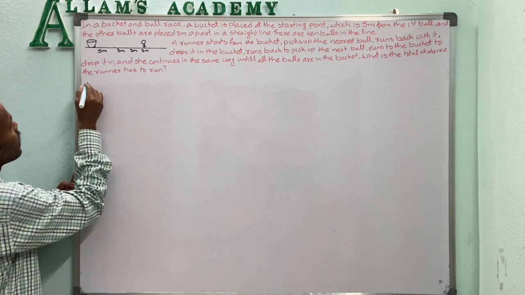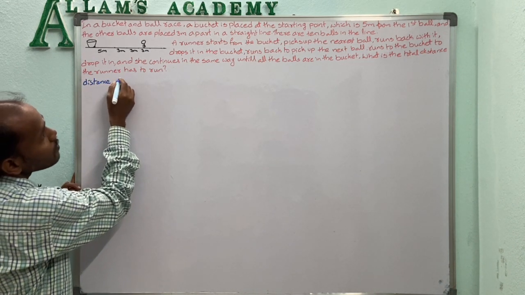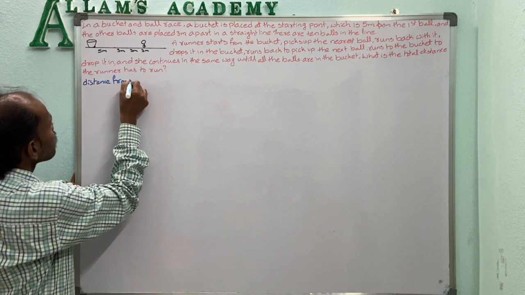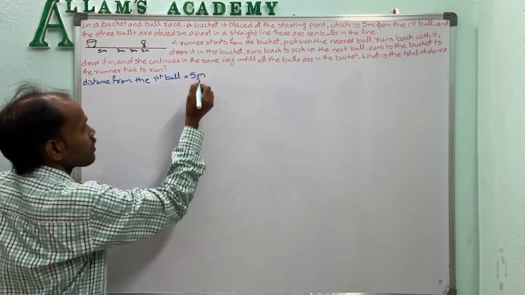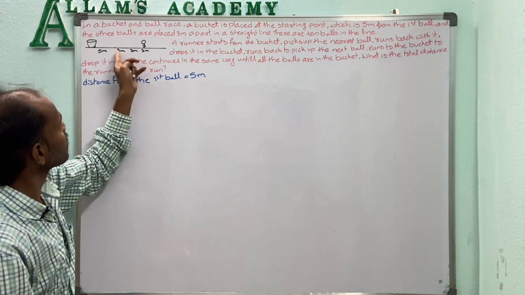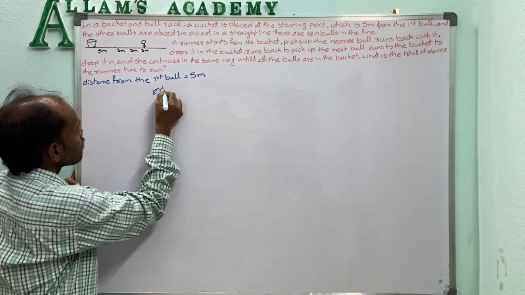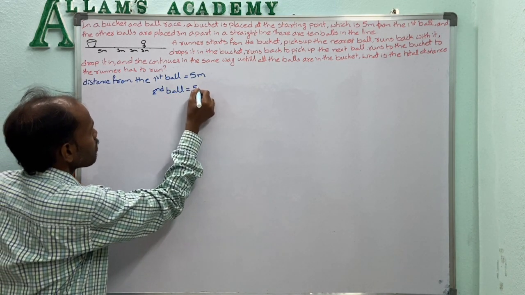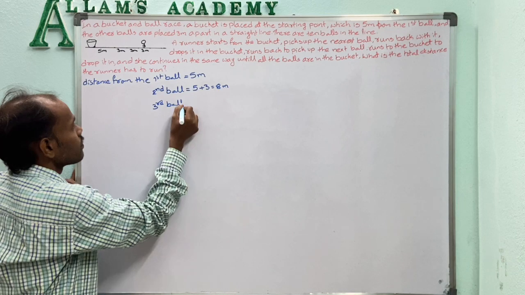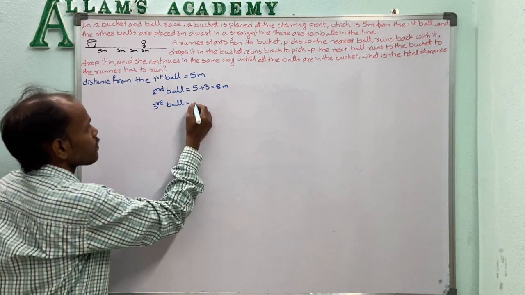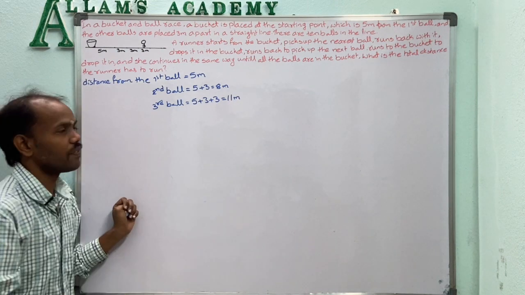So the distance from the first ball is 5 meters. Next, 3 meters more means the second ball. So the distance from the second ball is equal to 5 plus 3, that equals 8 meters. Next, the distance from the third ball is nothing but 5 plus 3 plus 3, that equals 8 plus 3, which is 11 meters.